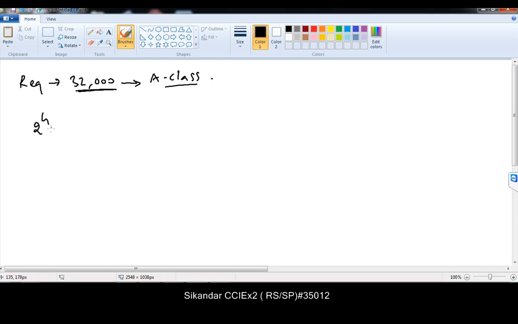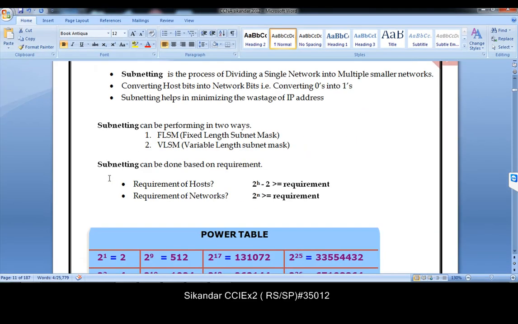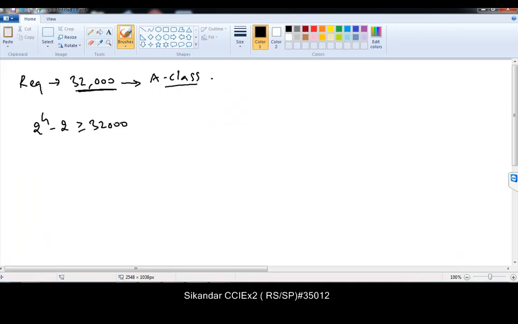If I take the formula 2 to the power of h minus 2 greater than or equal to the requirement, my requirement is 32,000. Which value satisfies my condition? If I refer to my 2 power table, 2 power 13 is 8192, 2 power 14 is 16,000, and 2 power 15 satisfies my condition. It is 32768. So I'm going to take 2 to the power of 15 minus 2.